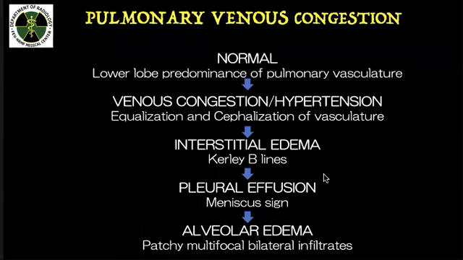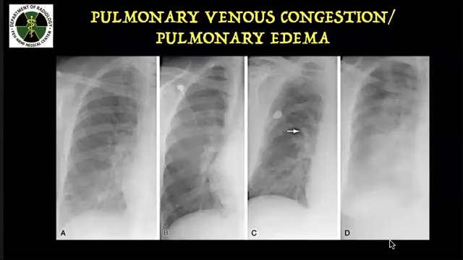So for pulmonary venous congestion, normally, there is lower lobe predominance of pulmonary vasculature. And then in the presence of venous congestion or hypertension, there will be equalization and cephalization of the vasculature. There will be Kerley B lines indicative of interstitial edema, meniscus sign indicative of pleural effusion, and then patchy multifocal bilateral infiltrates indicative of alveolar edema.